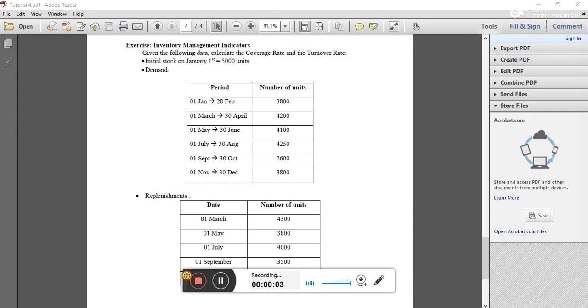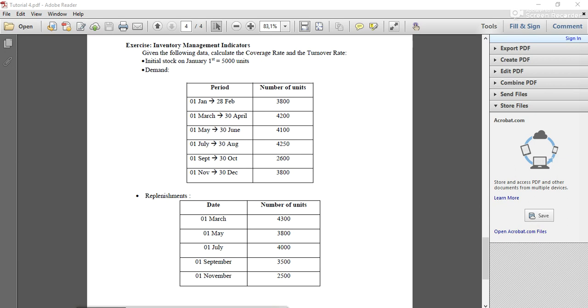Hello, this video is about inventory management. So we're going to talk about the second exercise in tutorial 4. It is about inventory management indicators. You're asked to calculate the coverage rate and the turnover rate.